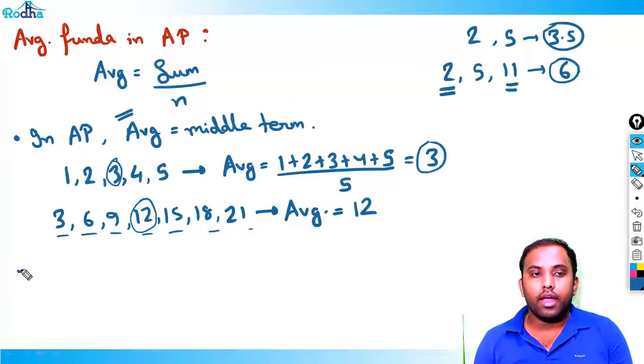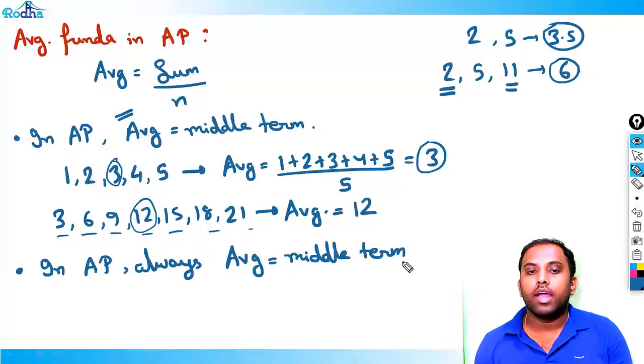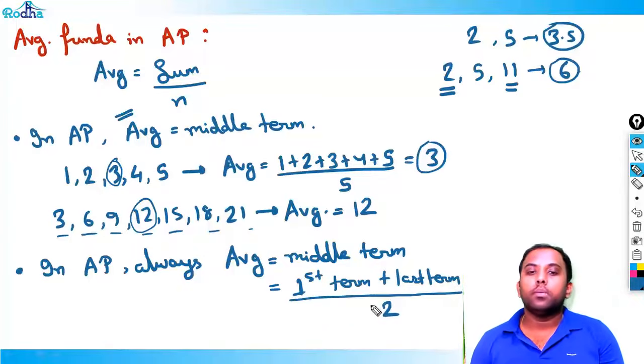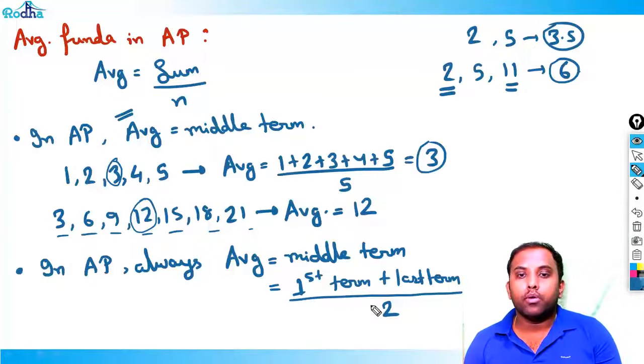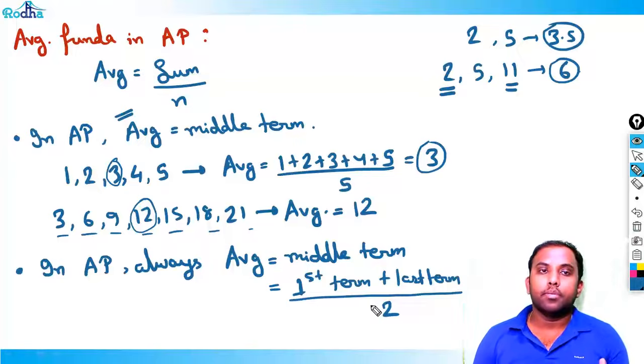And I wrote, in AP, average is always equal to the middle term, and that is always calculated by first term plus last term by 2. So you don't need to worry about how many terms there are, even number of terms or odd number of terms. Simply, it's an AP series. Simply do first term plus last term by 2.